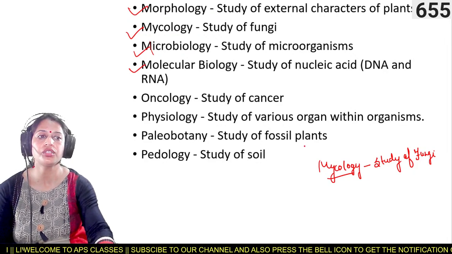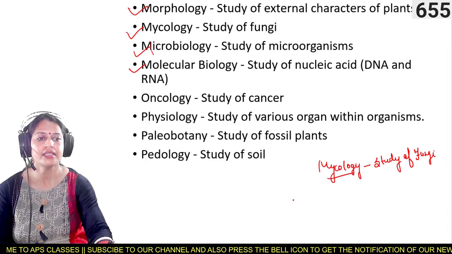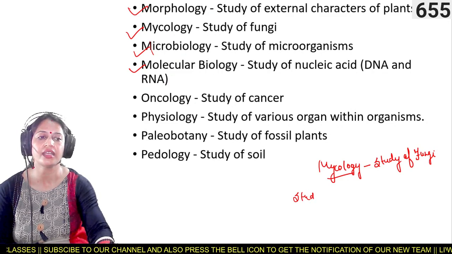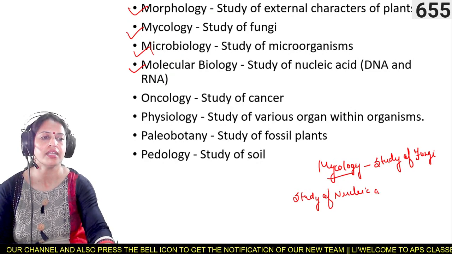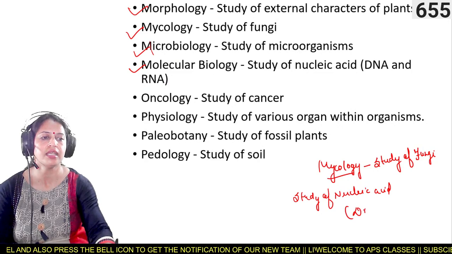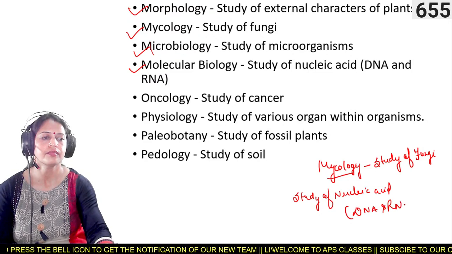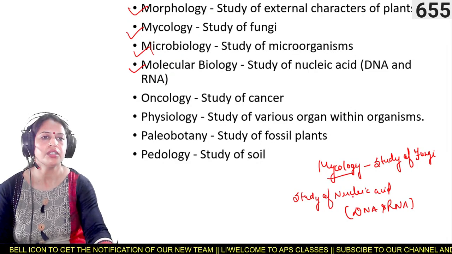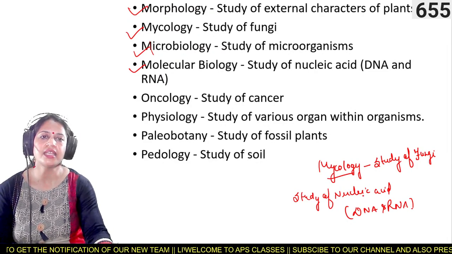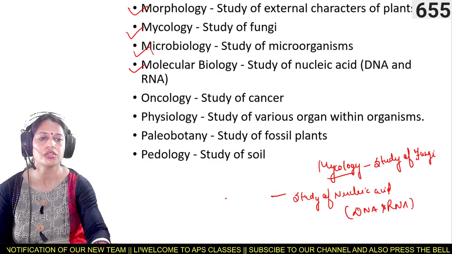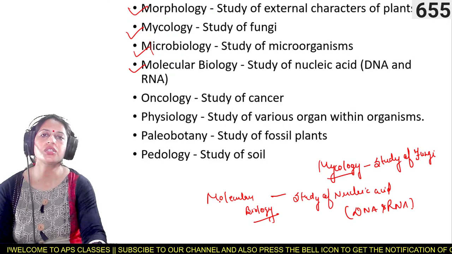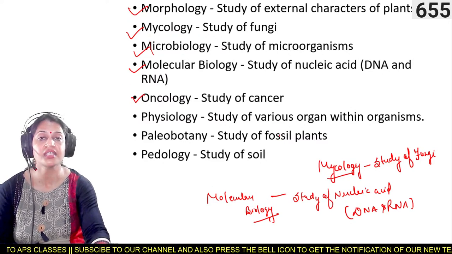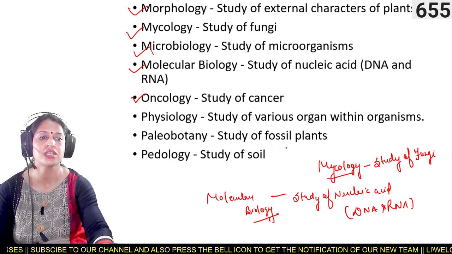Next is molecular biology, that is the study of the nucleic acid, and nucleic acid includes both DNA and RNA. So the study of the nucleic acid, that is DNA and RNA, is known as molecular biology. Next is oncology, that is the study of cancer. The branch of biology that studies cancer is oncology.